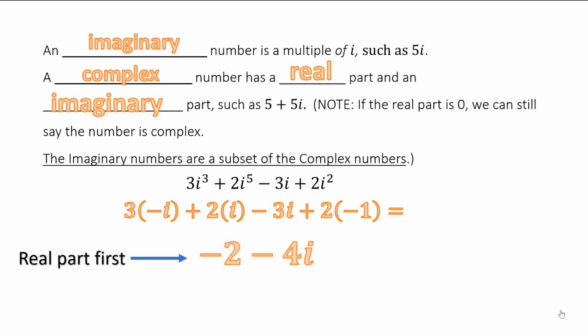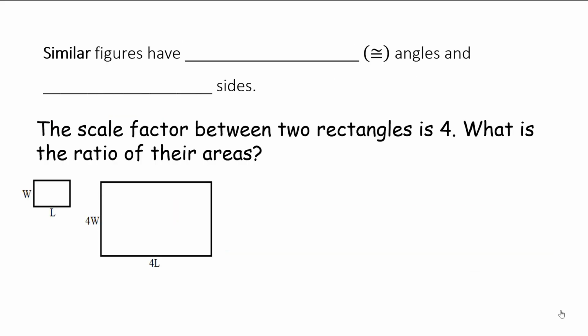You've got your real part first. You've got your imaginary part second. That is how you're supposed to write a complex number all the time, every time. Do not write it in any other way. Write the real part first, imaginary part second.